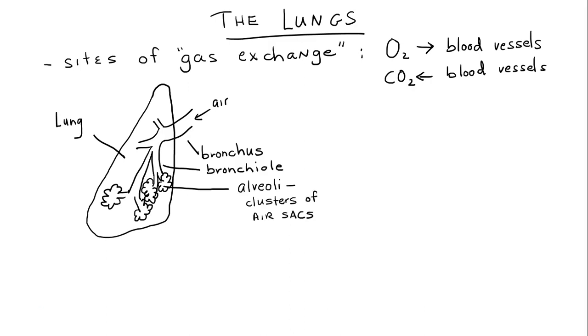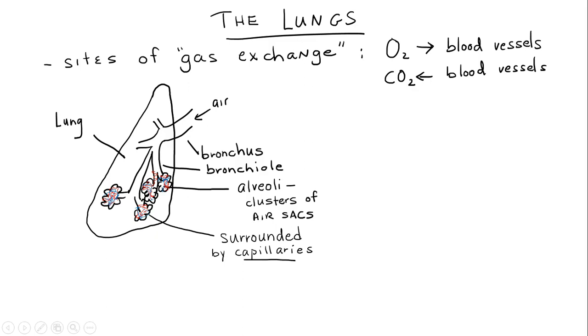So air goes all the way down into the alveoli, but the alveoli are surrounded by capillaries, which I'm attempting to draw in red and blue. Remember, capillaries are the smallest blood vessels, and this is where substances are exchanged. And so the oxygen is going to go from the alveoli into the capillaries, and the carbon dioxide is going to come from the capillaries into the alveoli so that it can be exhaled.